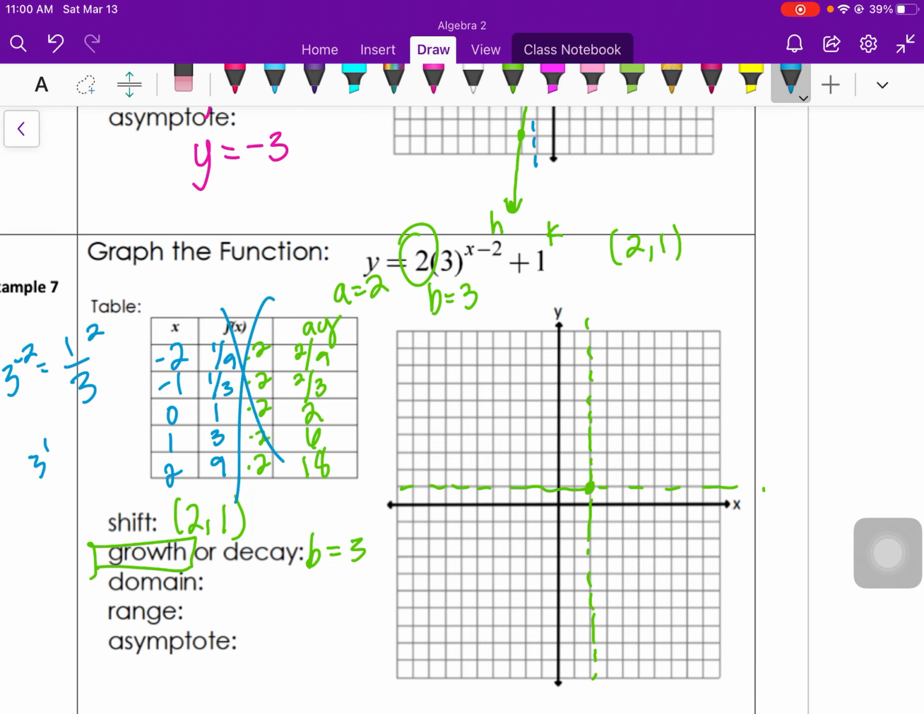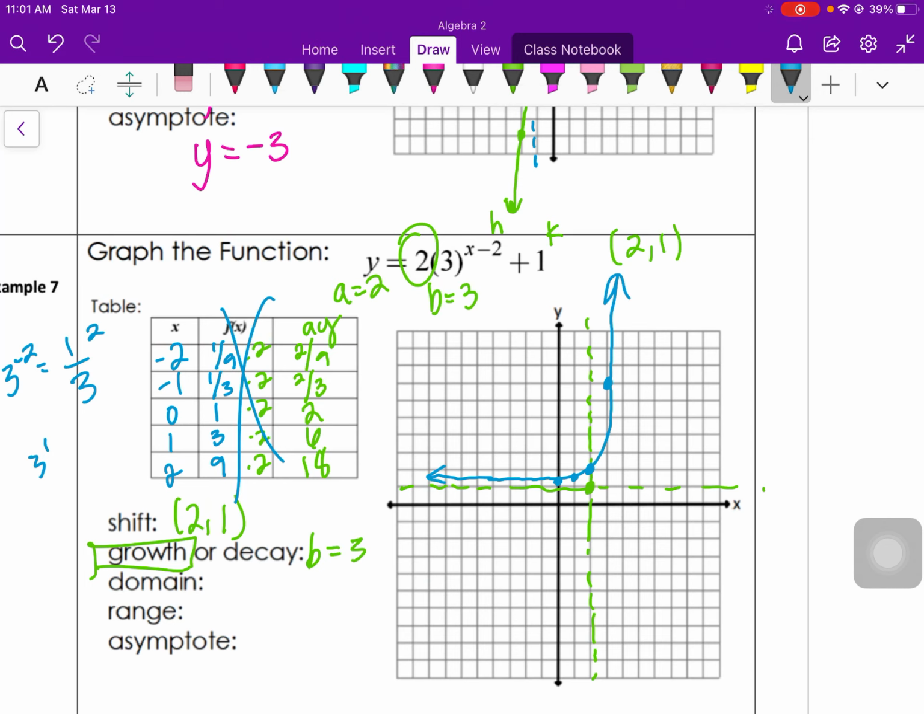Okay, let's cross that guy off and see what's going on. So starting at my green dot, I'm going to go to the left 2 and up 2/9. So just up a little bit. I'm going to go to the left 1 and up 2/3. So just up a little bit more. 0, 1. 1, 6. So I'm going to go to the right 1 and up 6. Now we're starting to grow a little bit faster. And 2, 18, which is off my graph, so I'm not even going to plot that guy.